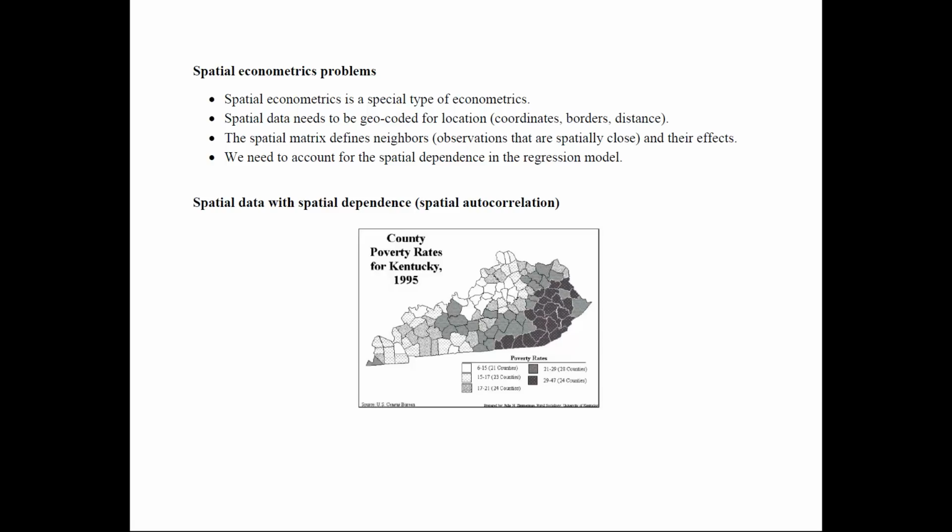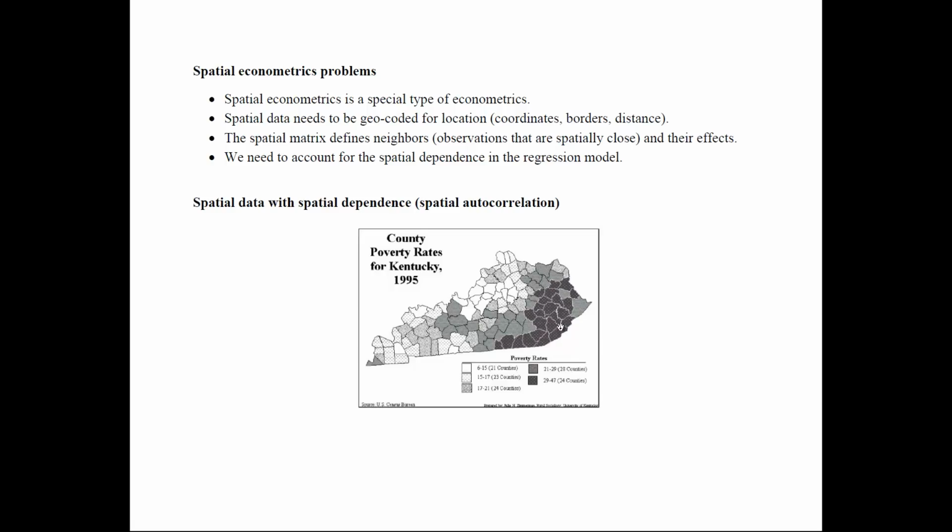And if you have them darker, this means higher poverty rates. So you can see here the region of the Appalachian Mountains have much darker counties, which means higher poverty rates. So do you think that this graph has spatial dependence effects, or it doesn't? That's right, it has them, because you can see some clustering.